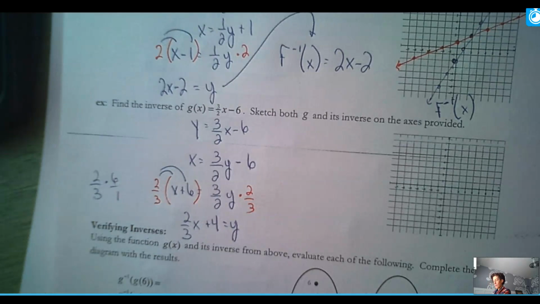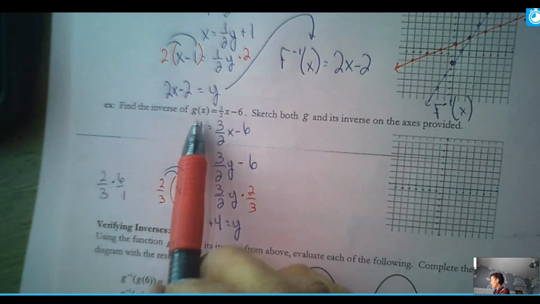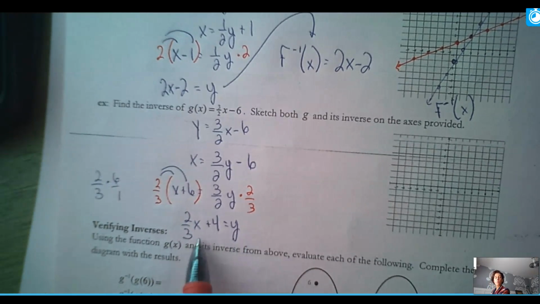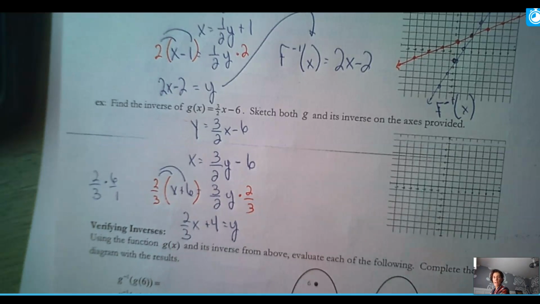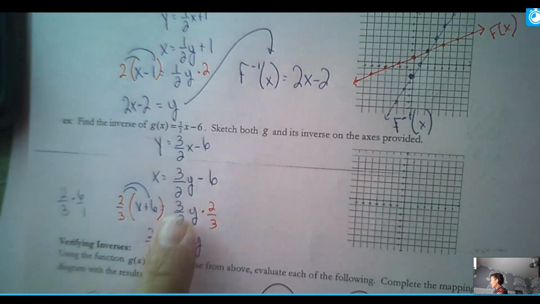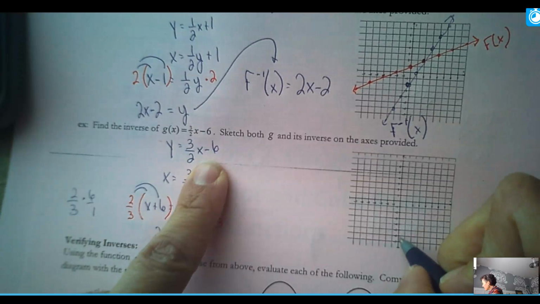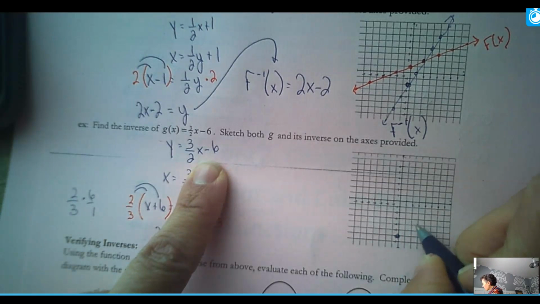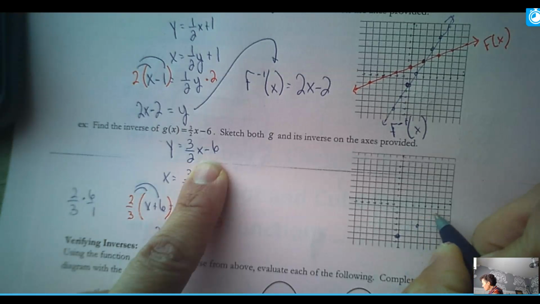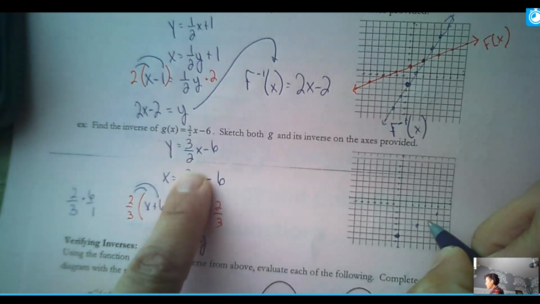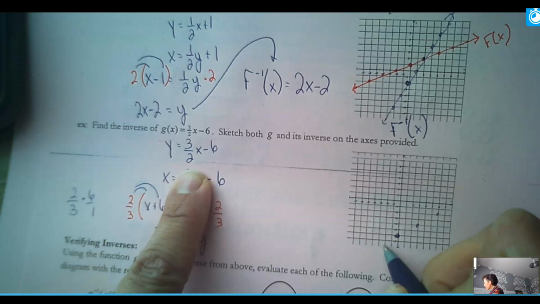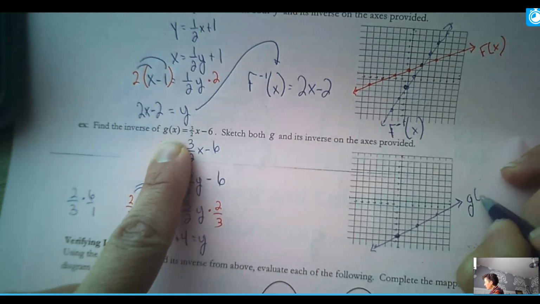So let's graph these. So here was the original function. Here is its inverse. We're here to see, is the inverse a function? So I'm going to start by graphing the original function. It's another line. So there's -6, and I'll go up 2 over 3. And again, I know which way to go over because this is a positive slope. All right, so there's my original function, and I'm going to call that g of x over here.